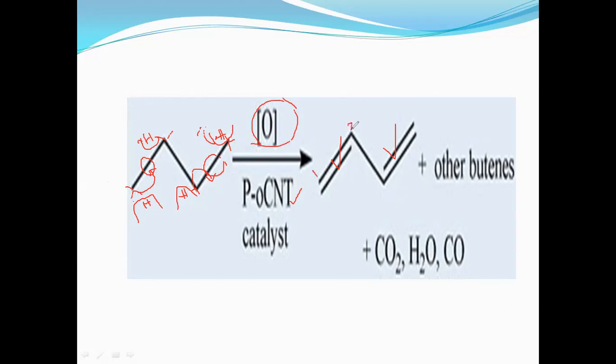1, 2, 3, and 4. You see this? A double bond is identified at the first position, and a double bond at the third position. So when we are applying a dehydrogenation reaction, removing the hydrogens from an alkane system like butane, we use a catalyst. The catalyst should be a nanocatalyst.